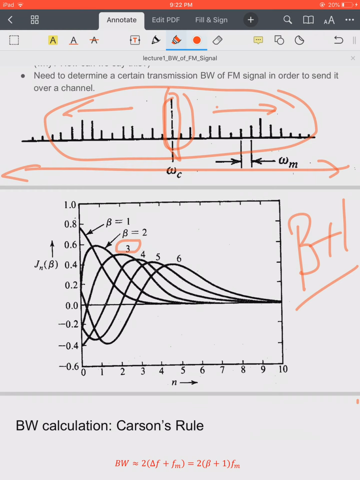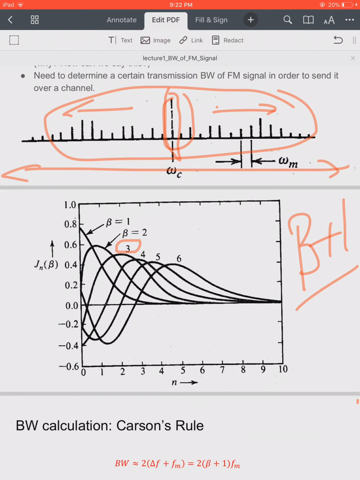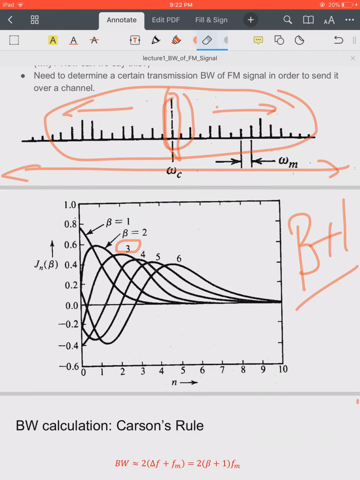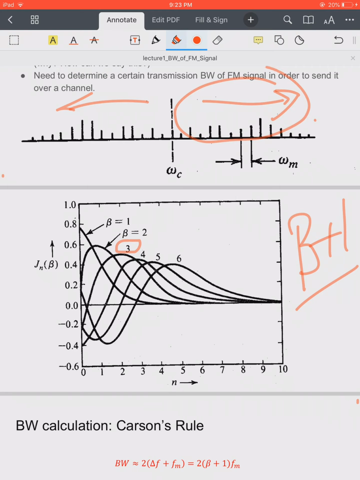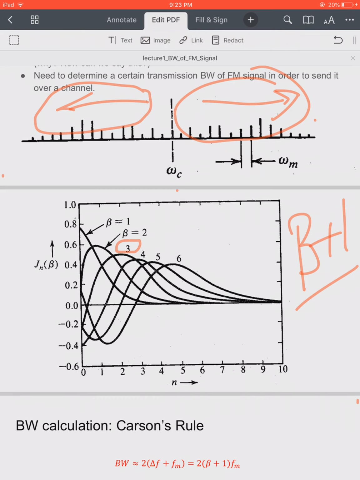So that is actually what we require. We don't need to consider the whole spectrum, right? Because here you are getting an infinitely long spectrum, but this series of impulses starts to decrease as n increases, on both sides. So for a particular beta, you will consider only beta plus 1 sidebands on the right side of fc and beta plus 1 sidebands on the left side, right?